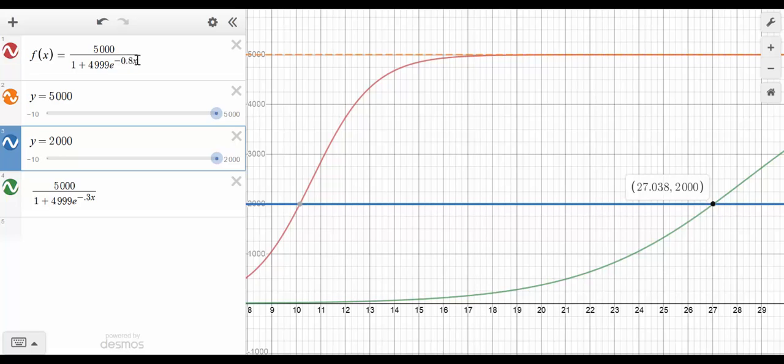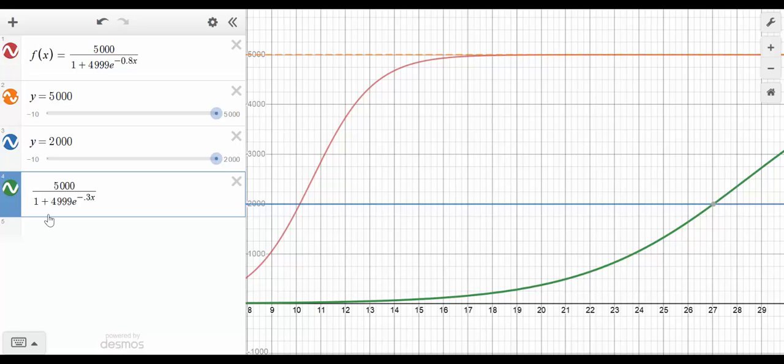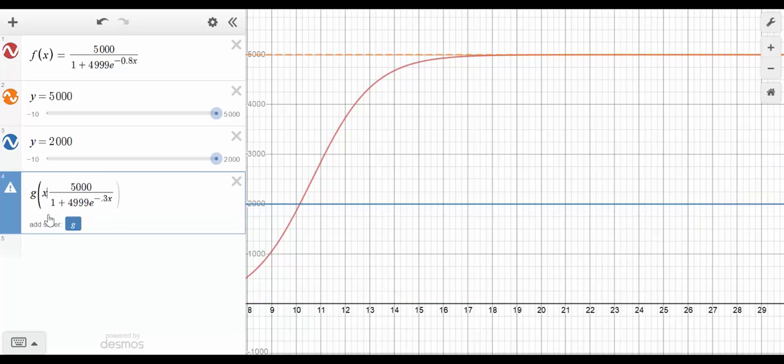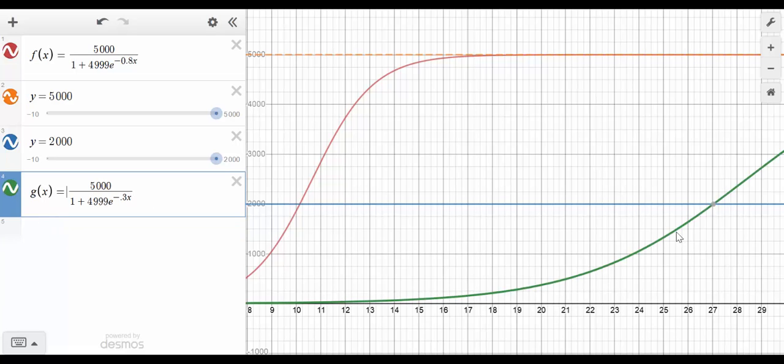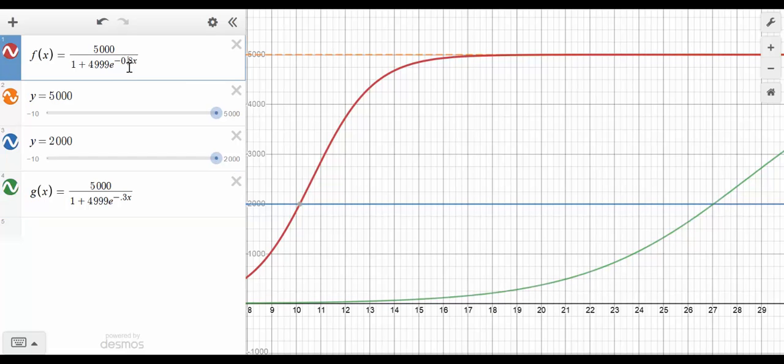So you notice this number right here affects the steepness of the graph. So with this model up here, this f of x, it took 10 days. With this model down here, I guess I'll call it g of x, it took 27 days. Okay? So if you're asked, what could you change about the model so that 40% of the students aren't infected until like day 27 or something like that? Well, what you do is you play with this number down here.